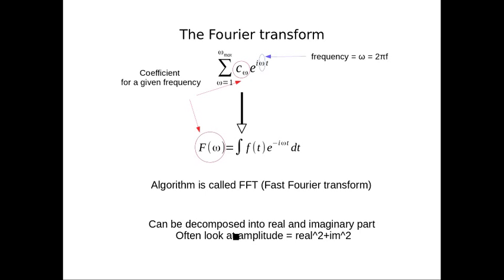So next we're going to look at a few examples, and keep in mind that the result from the FFT can be decomposed into real and imaginary parts. And we often look at the amplitude, which is the sum of the squares of these. So this becomes a real number. And I'll explain a little bit more about that in the next few slides.